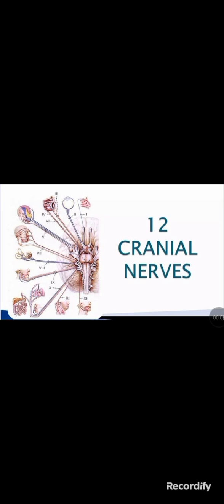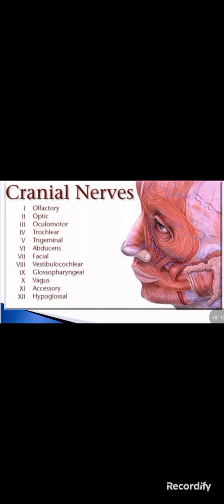Today we can see the cranial nerves. There are 12 cranial nerves that we can see in detail. So the names of the cranial nerves are olfactory, optic, oculomotor, trochlear, trigeminal, abducens, facial, vestibulocochlear, glossopharyngeal, vagus, accessory, and hypoglossal. These are the 12 cranial nerves. Let us see one by one.